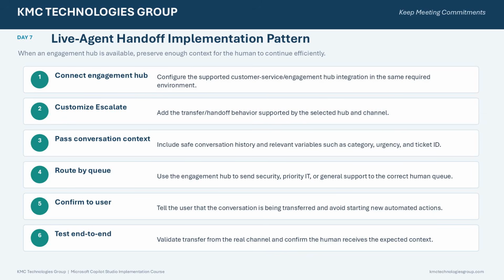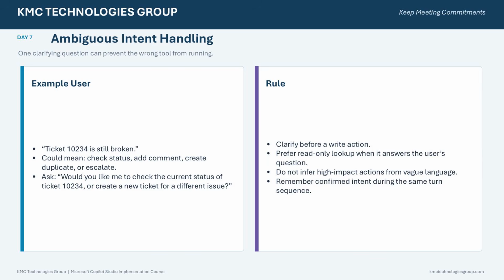Different escalation scenarios need different behavior. For phishing or credential compromise, provide immediate approved security guidance and escalate. For a critical business outage, collect only the minimum impact information and send it to the priority IT path. For privileged access, explain the approved request process rather than granting or bypassing controls. Repeated no-match behavior should eventually offer supported options and then escalate. And if a user explicitly says they want a human, honor that request promptly instead of forcing them through additional automated troubleshooting.